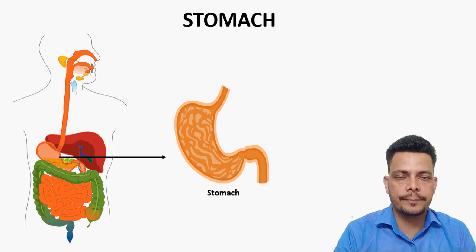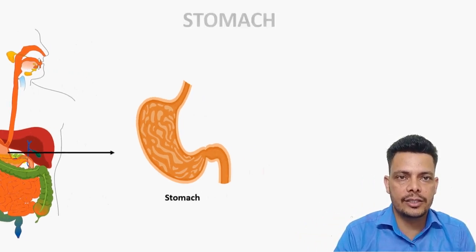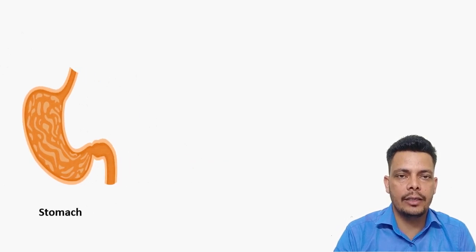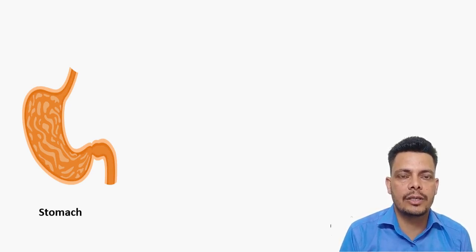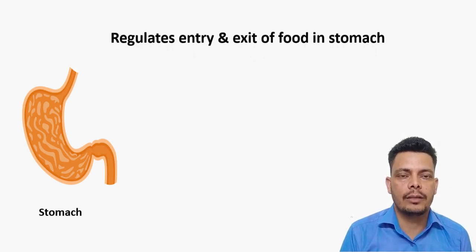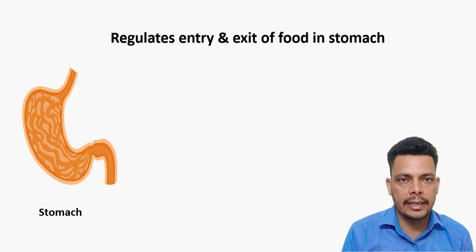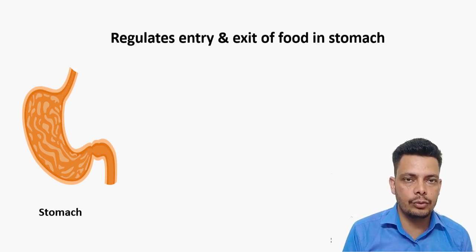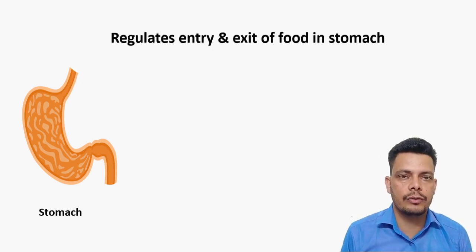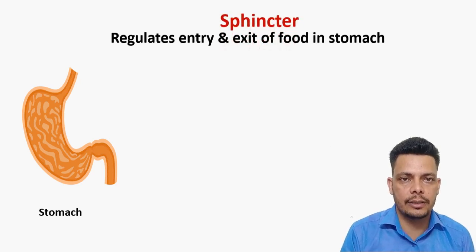So now what is stomach? Stomach is a bag-like structure, and when you are eating, all the food is directly going into the stomach. It stays there for some time, and in the wall of the stomach there are muscles. It is contracting and relaxing rhythmically, so the enzymes are mixed into the food. So now we need to understand what regulates the food to enter into the stomach and coming out of the stomach. These are sphincters.